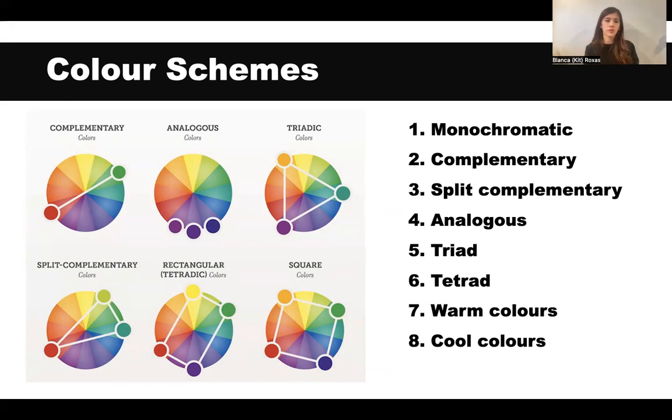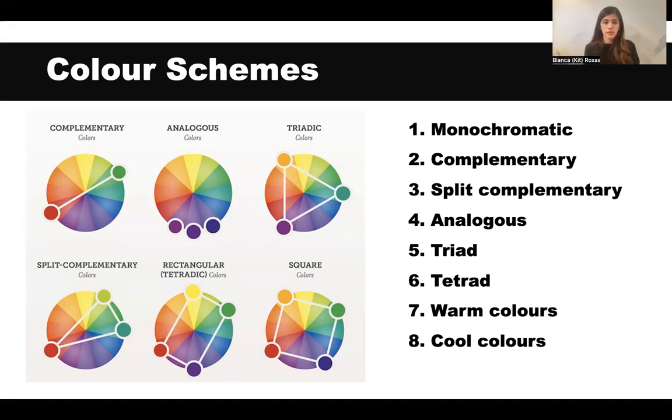Analogous colors, comparable colors. These are colors that are next to each other in the color wheel. Three to four colors that are next to each other in the color wheel. So yellow, yellow orange, orange, or red orange. Yeah, these are one of the example sets of an analogous color.